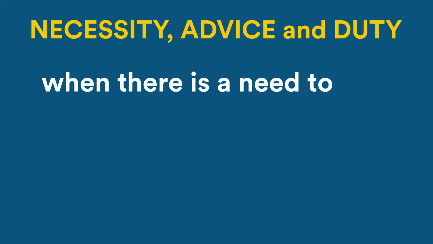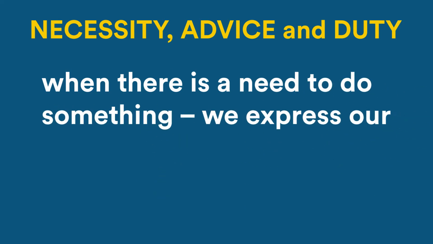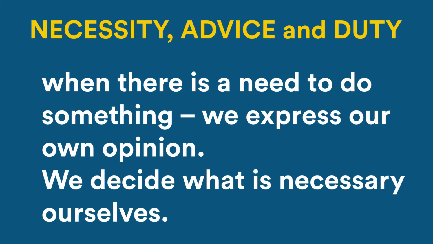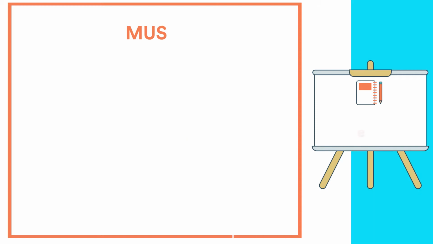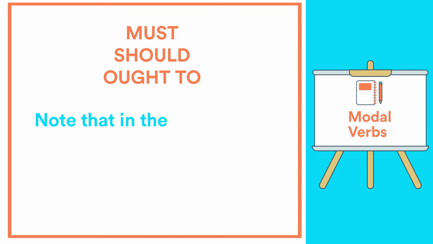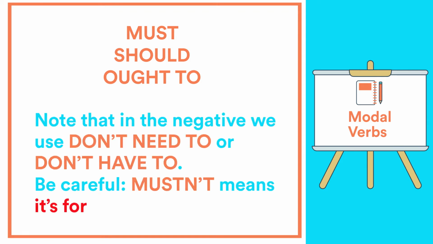We also use a modal verb when there is a need to do something. We express our own opinion. We decide what is necessary ourselves. Such verbs include must, should, ought to. Note that in the negative we use don't need to or don't have to. Be careful. Mustn't means it's forbidden.